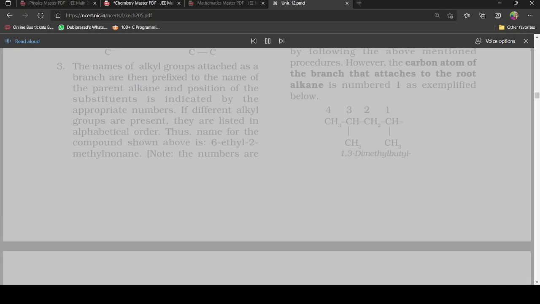3. The names of alkyl groups attached as a branch are then prefixed to the name of the parent alkane and position of the substituents is indicated by the appropriate numbers. If different alkyl groups are present, they are listed in alphabetical order. Thus, the name for the compound shown above is 6-ethyl-2-methylnonane.